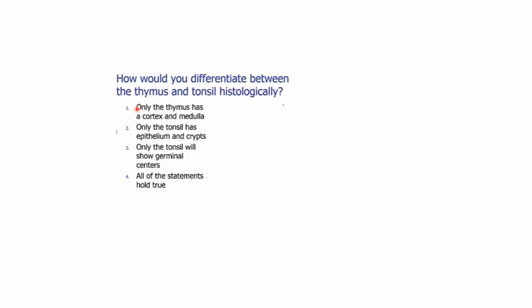Now this was the thymus, which has cortex and medulla. The tonsil has epithelium and crypts, which are the distinguishing features. Only the tonsil will show germinal centers. The tonsil will show germinal centers when there is an infection. Infection of the palatine tonsil is called tonsillitis. So all of these statements hold true for the tonsil and thymus. They are correct. These are actually how to distinguish between the tonsil and thymus.